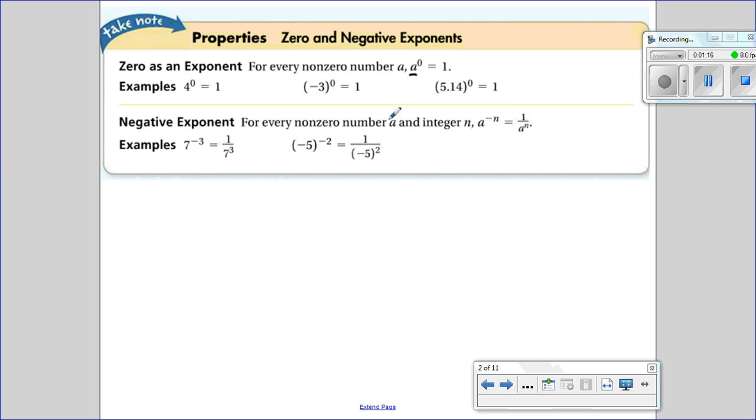If you have a non-zero number a as your base, and the exponent is negative, what you have to do is take the reciprocal and change the exponent to a positive. Here's what we're talking about. If you have 7 to the negative third power, you flip it, so you put it under 1, and the exponent becomes positive. So now you have 1 over 7 to the third, and then you figure out what 7 to the third is. Here, this would be 1 over negative 5 squared, because before it was negative 5 to the negative second power. So you take the reciprocal of it and change the exponent to a positive.